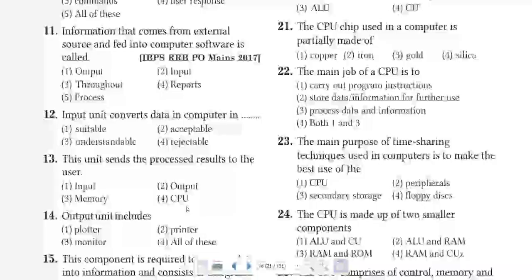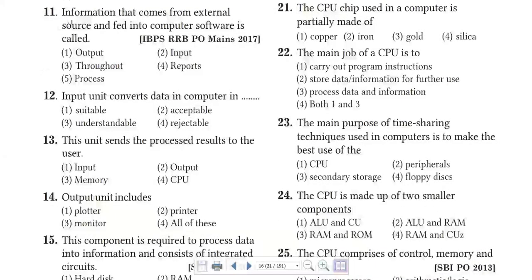The 11th question, the information that comes from an external source and is fed into computer software is called the input. The input comes from an external source and is fed into computer software. The 12th question, input unit converts data in computer into acceptable format. Input unit converts data into a computer acceptable format.